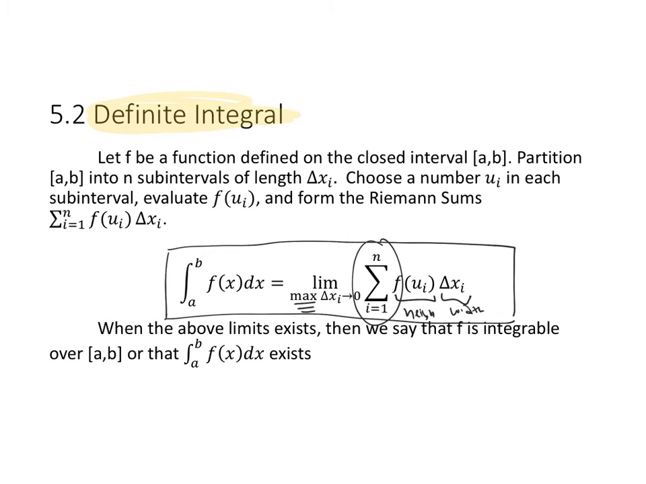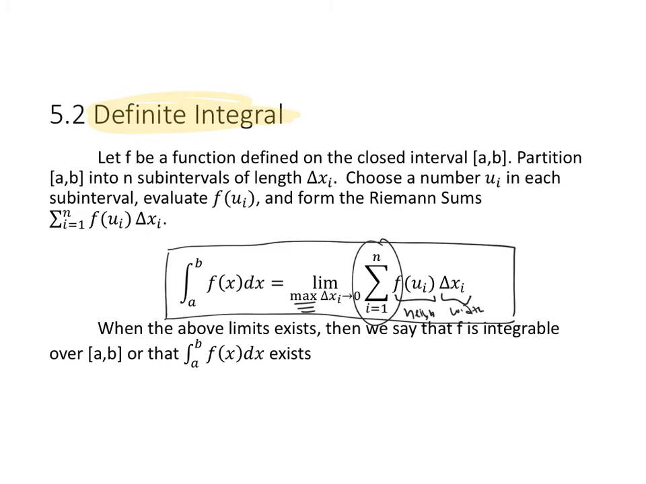But you just need to be able to go back and forth between these symbols. So what this says is the integral, that's what this symbol is, from a to b of the function f of x dx. Dx just tells us, just like dy dx, that the variable is x. So when the above limit exists, we call it integrable, which is just like differentiable, over a to b, or that the integral from a to b of the function f of x dx exists.